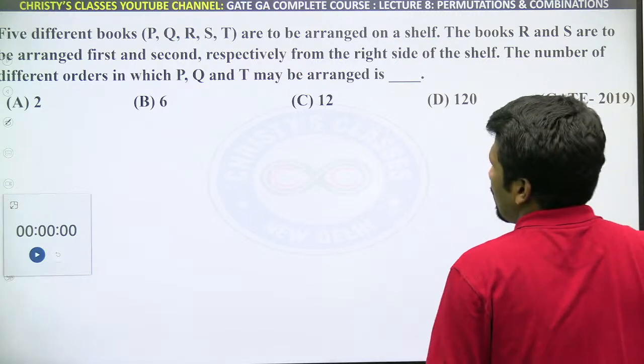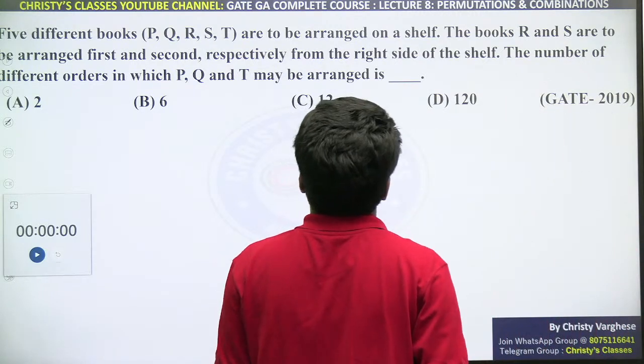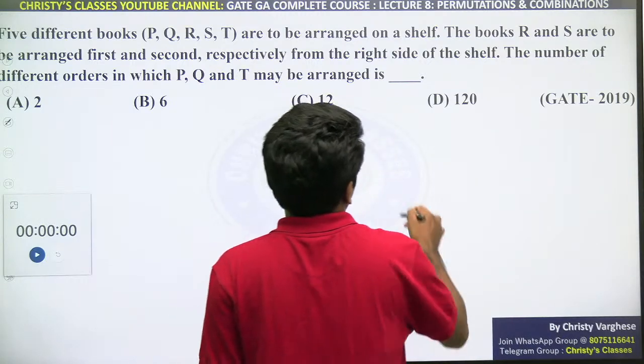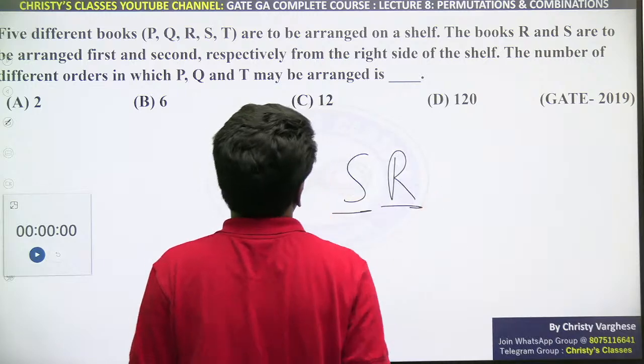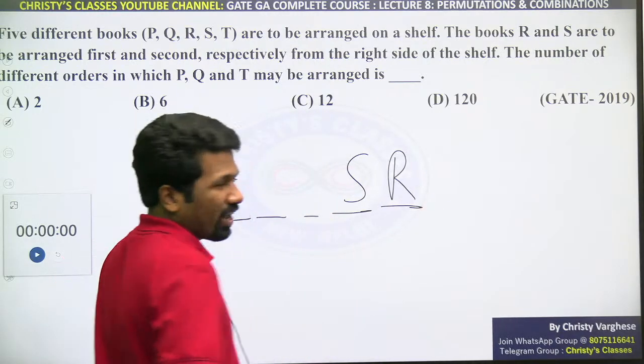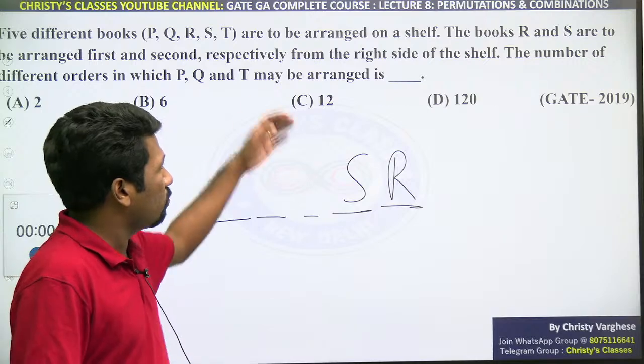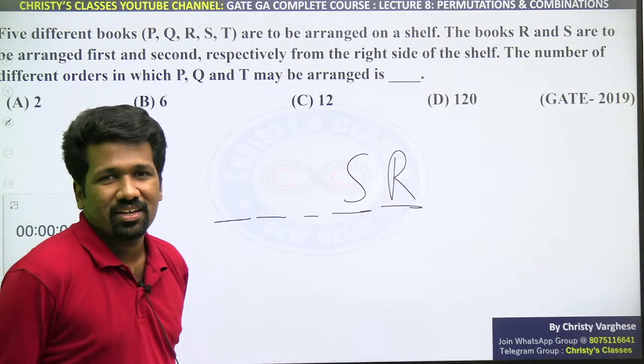Okay, so I'll explain this question. 5 different books P, Q, R, S, T are to be arranged on a shelf. Books R and S are to be arranged first and second. That is already fixed from the right. Now there are only 3 positions. Numbers के जगह letters आया, या book आया, तो same है ना.